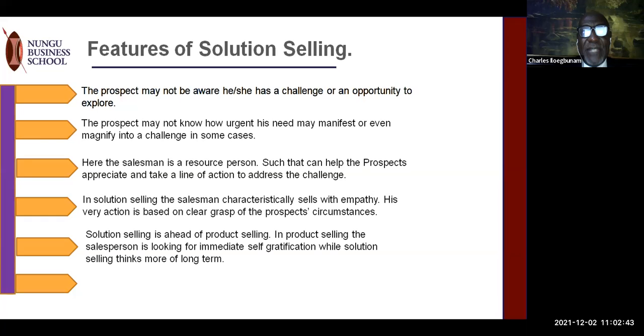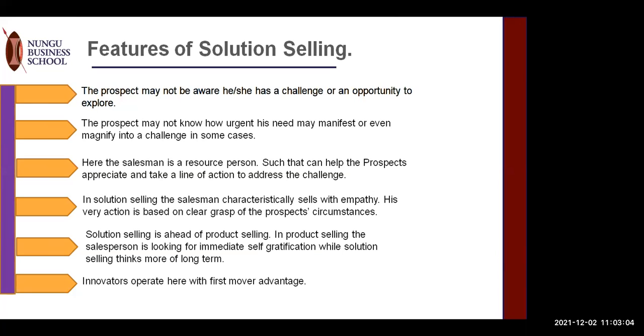In product selling, the salesperson is looking for immediate self-gratification. He wants to exchange goods and services for money. Okay, product selling. But in solution selling, it is longer term. Innovators operate here with first mover advantage.